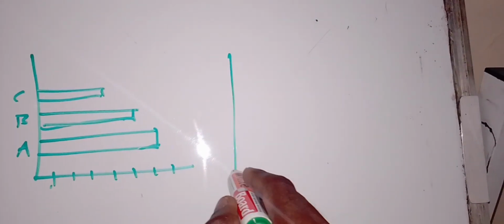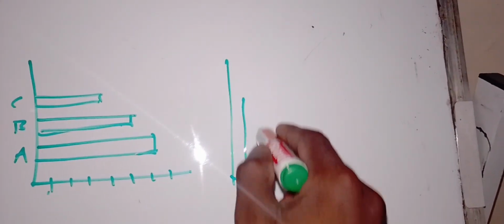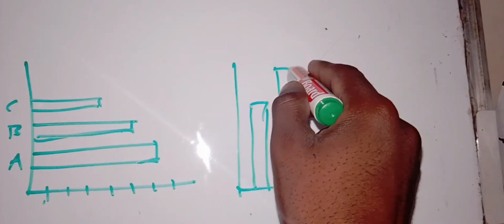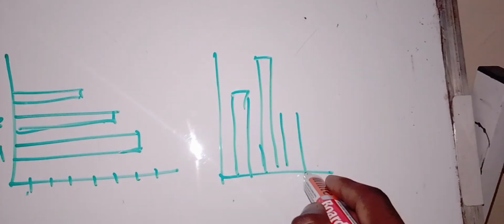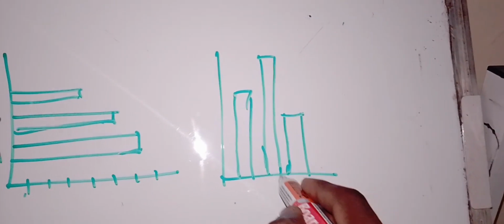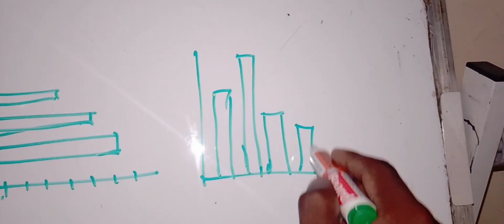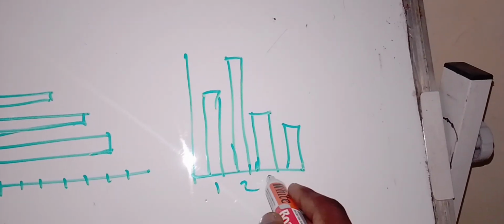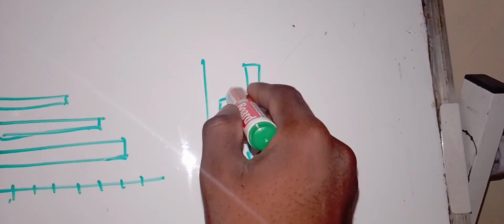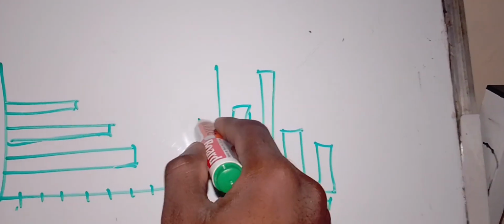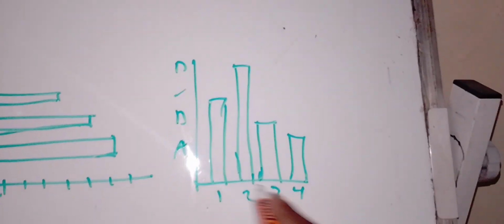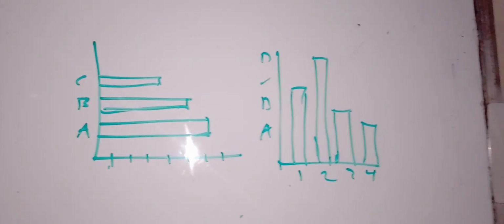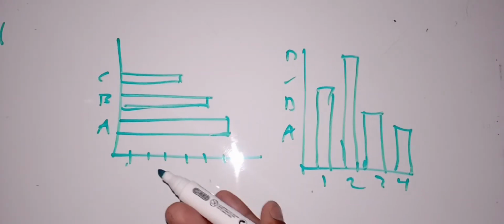And then the vertical may be running upright, depending on how the data is being distributed. The scores may be 1, 2, 3, 4, and then the categories A, B, C, D, and the scores any numbers. Okay, this is vertical, this is horizontal.